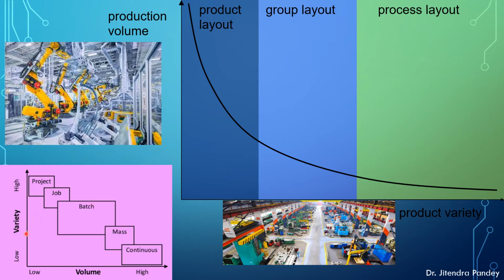One is the variety volume. Again, project, job production, batch production, mass production, and continuous production. In case of continuous production, volume will be very high but variety will be minimum. In case of project, variety will be maximum but volume will be either 1 or 2. Similarly, as production volume increases, variety decreases: product layout, group layout, process layout. As production volume decreases, product variety increases.